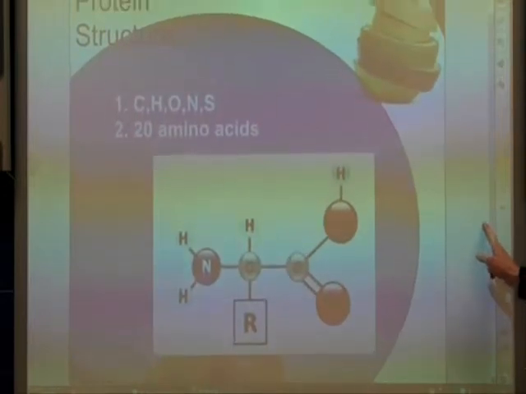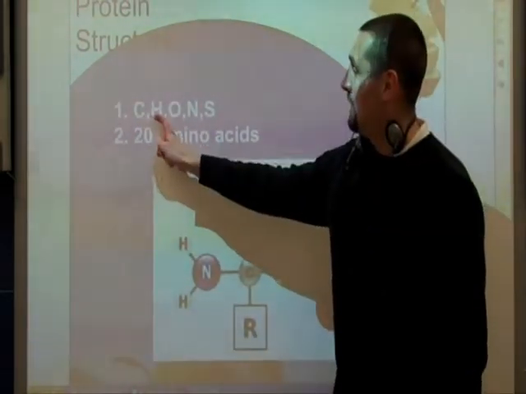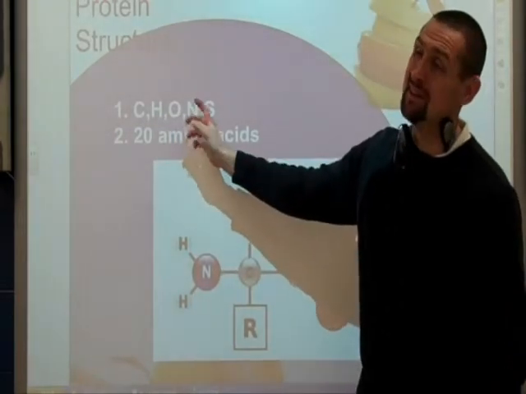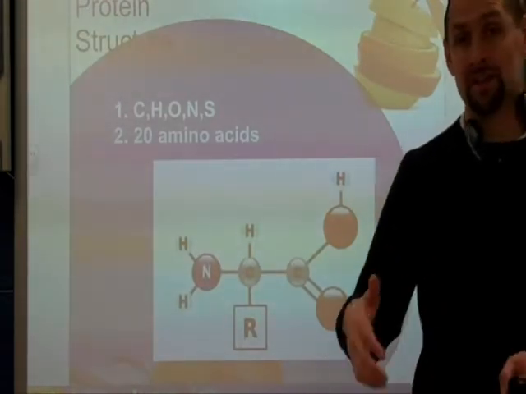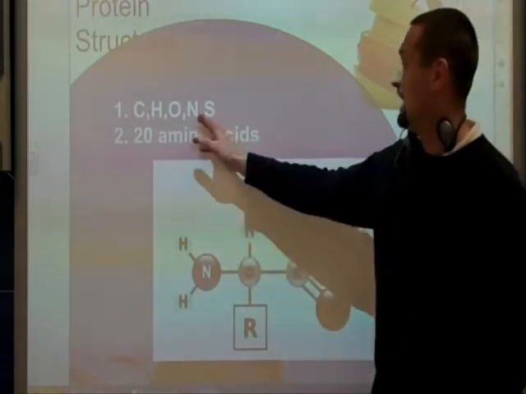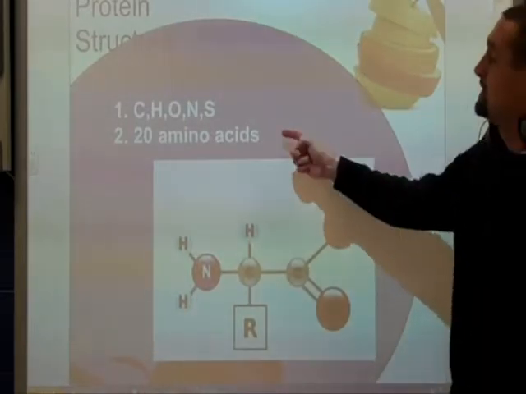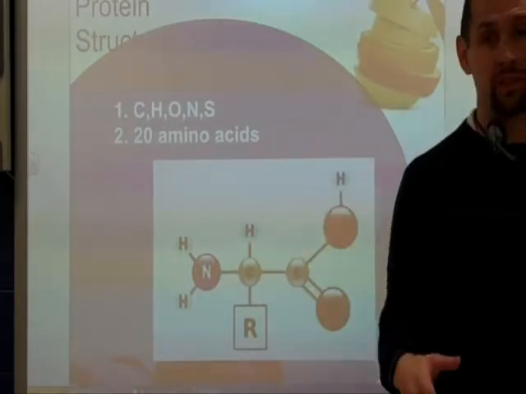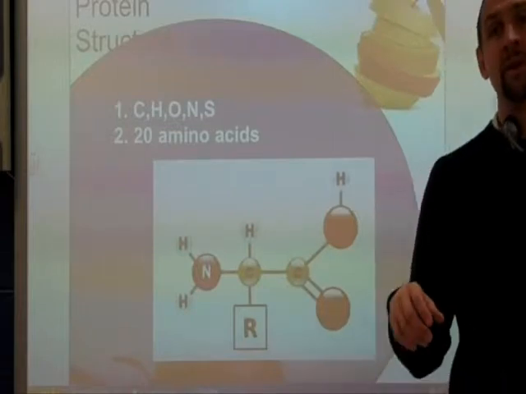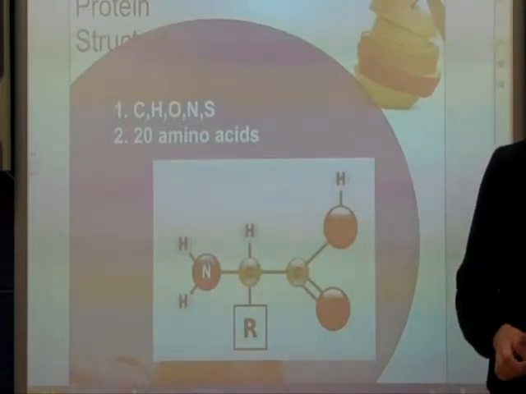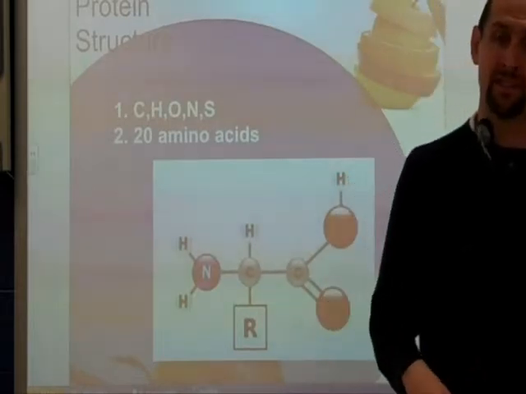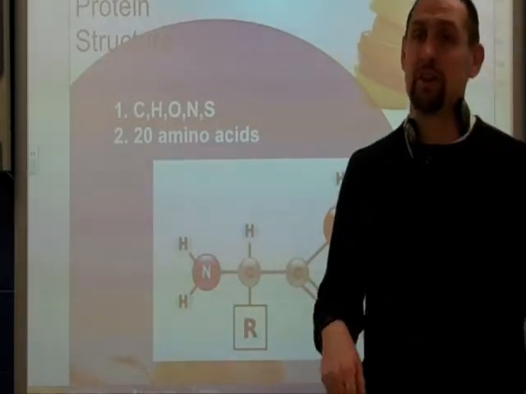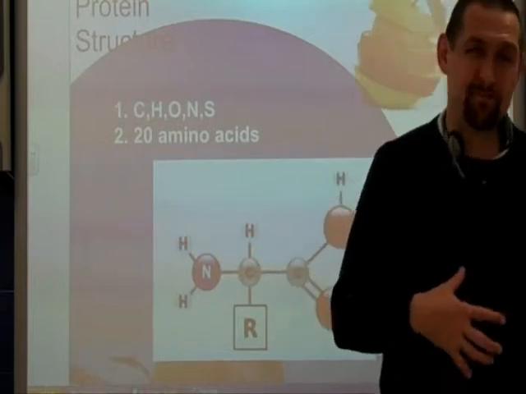The structure is a little bit different than the others. Carbon, hydrogen, oxygen, nitrogen, sometimes sulfur. So instead of just having carbon, hydrogen, oxygen, now we're adding nitrogen and sulfur to make proteins. Proteins are made up of 20 amino acids. Approximately 12 of those are going to be non-essential. Your body can just make them.